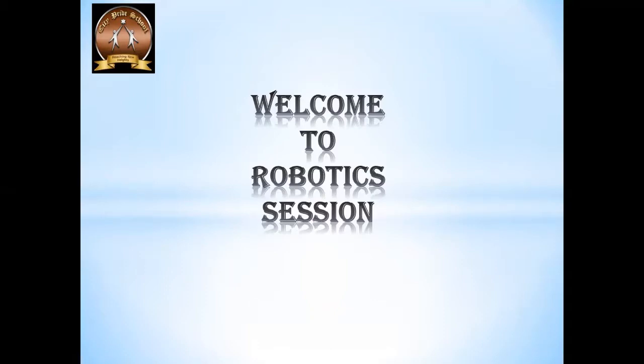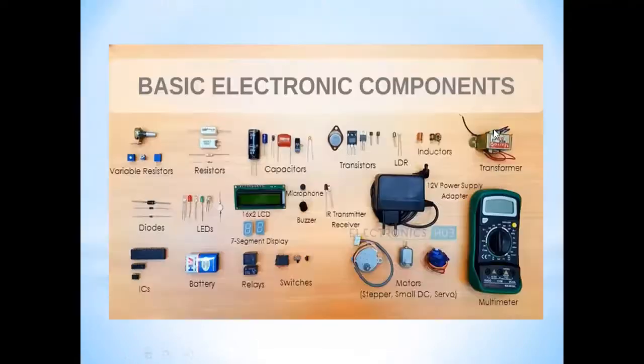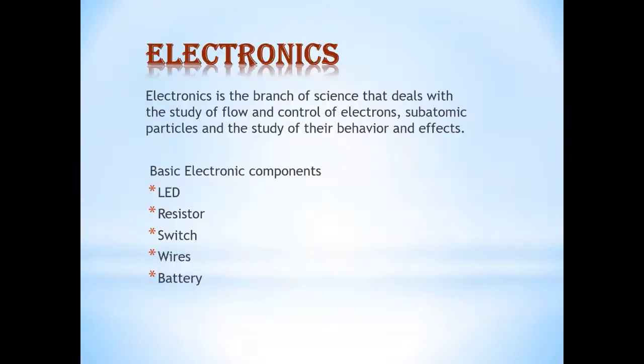Today we are going to start with the electronic components, that is basic electronics. As we all know, the basic electronic components involve a lot of things, fine. But the basic things which are required to make a circuit are basically an LED, resistor, switch, wires and battery.